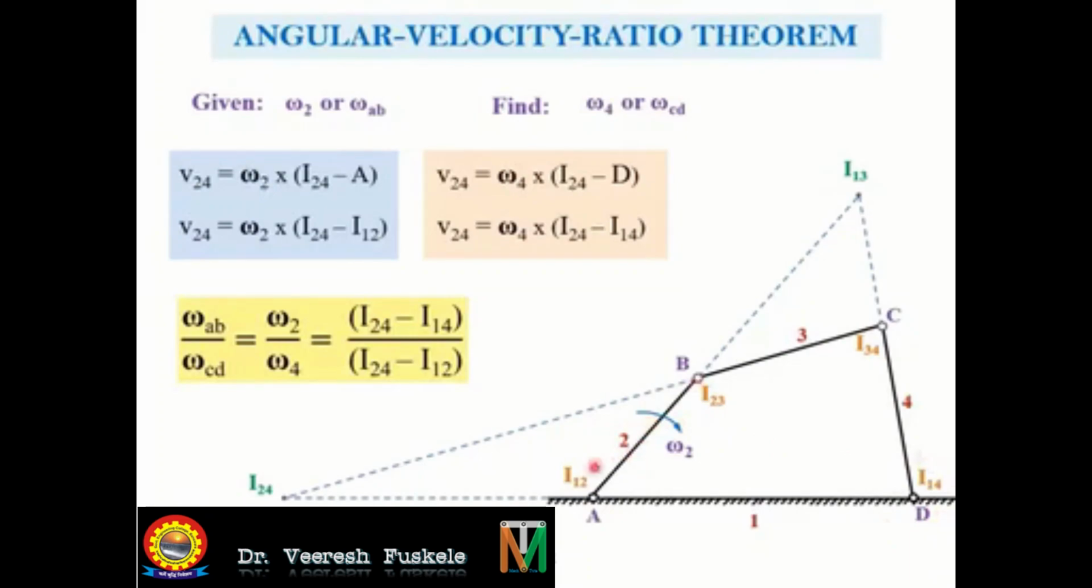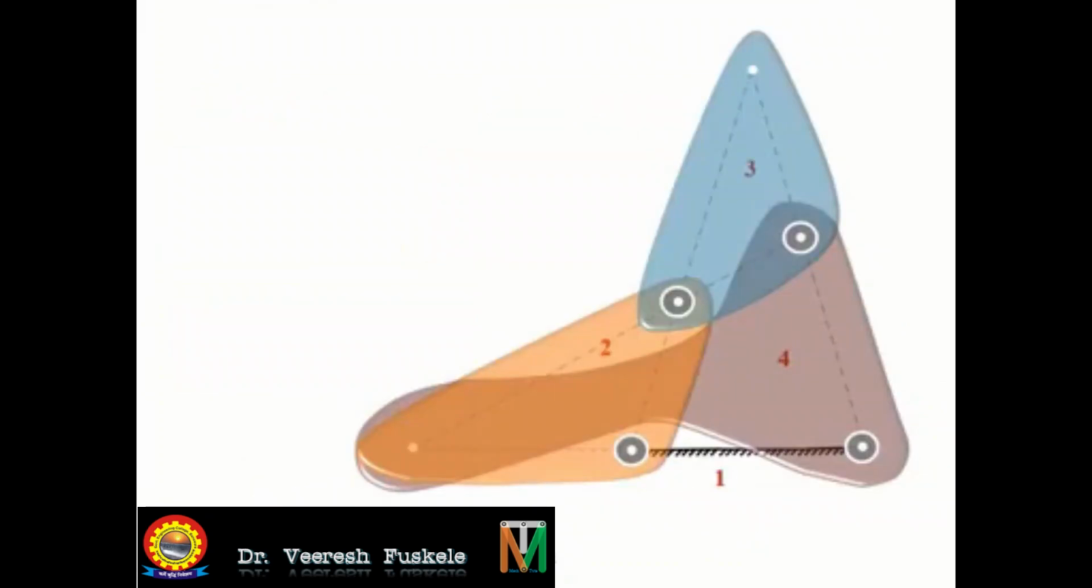To make this clearer, that I24 is lying on 2 and also on 4, let us consider a mechanism shown here. This is a 4-link mechanism. As we see here, there is a fixed link 1. Then there are 3 moving links: link 2, then link 3 is the coupler, and link 4 is the output link.